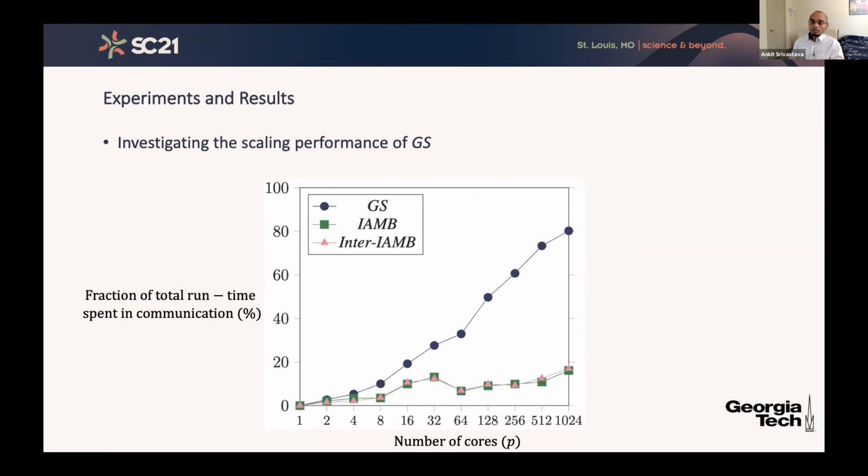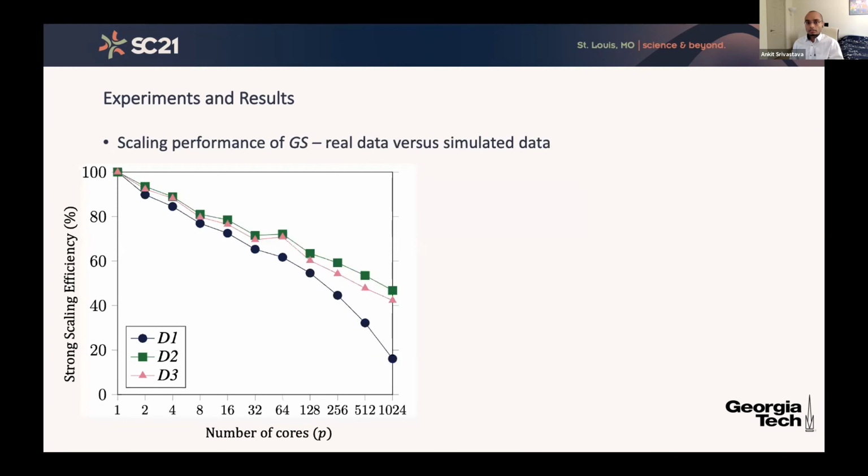This plot is for D2, and we see that GS spent close to 80% of the runtime on 1024 cores communicating, which we kind of expected because we had optimized GS to reduce its total work. So possibly there's not enough work for GS to do on a higher number of cores. This was our hypothesis, and we tested it out using simulated data sets, which were bigger data sets, so potentially required more work to learn.